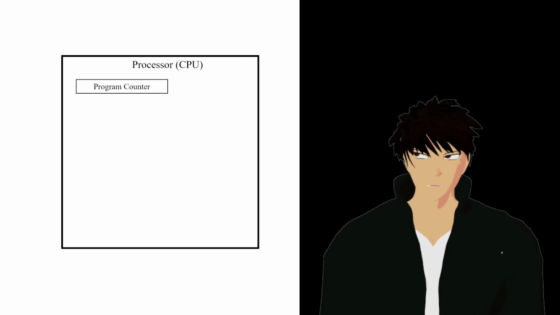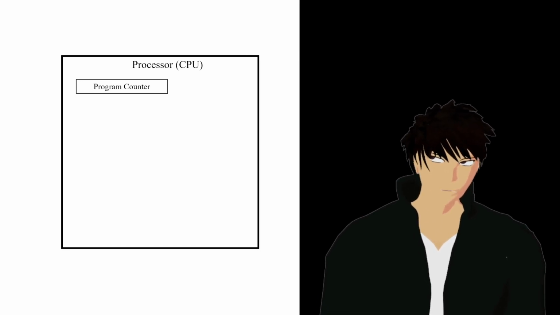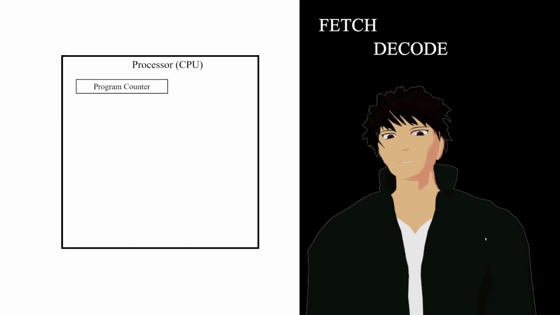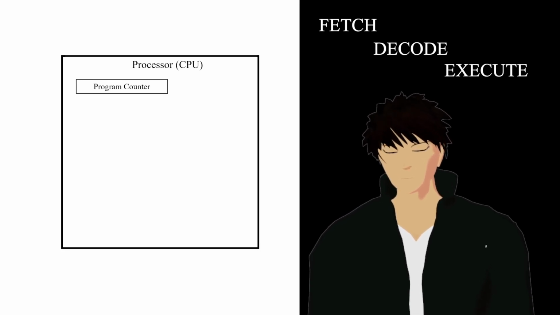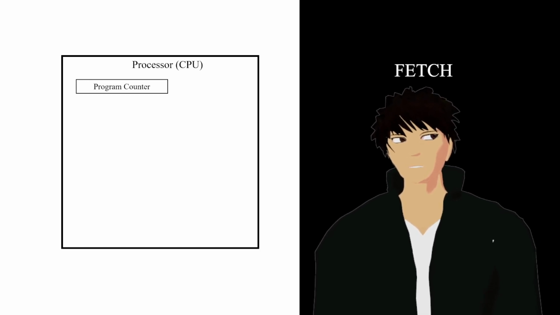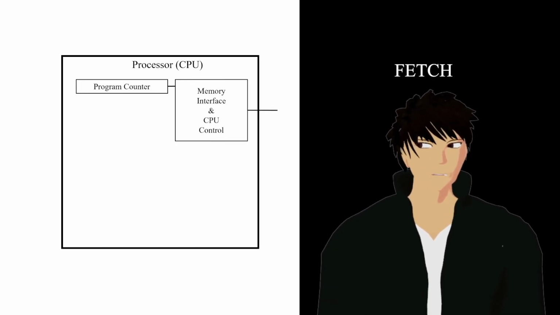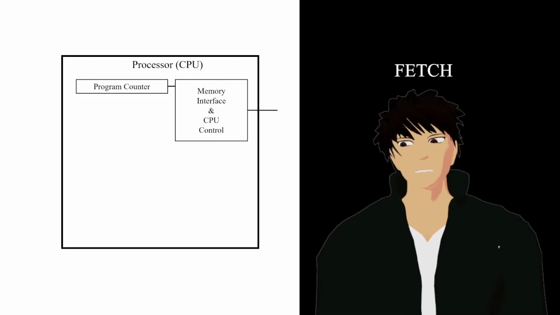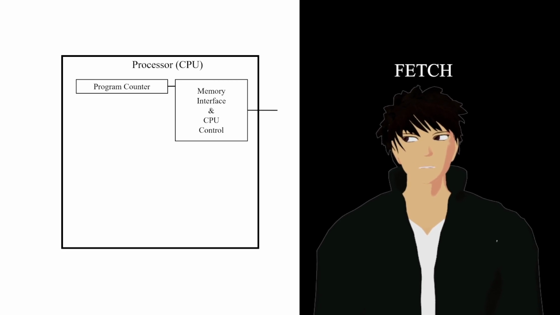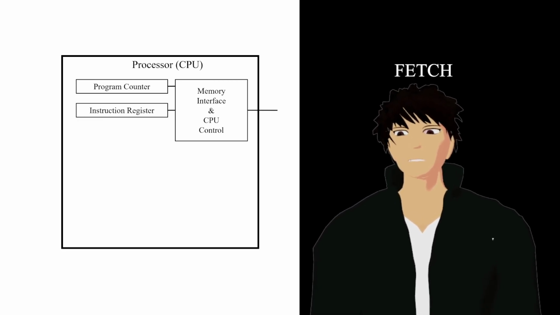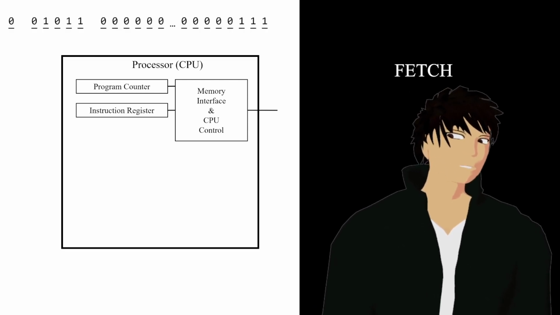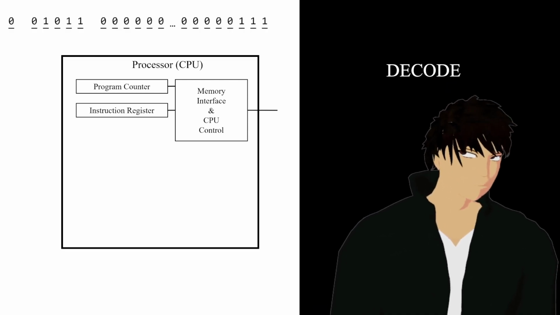This counter value is all the CPU needs. It feeds directly into a loop that is always running. Fetch, decode, execute. In the fetch state, the CPU takes the PC value and drives it onto the memory interface as a read request. The data at that memory location is the next instruction, which the CPU takes and stores in the instruction register. But this is just a big binary jumble. We need to decode it.